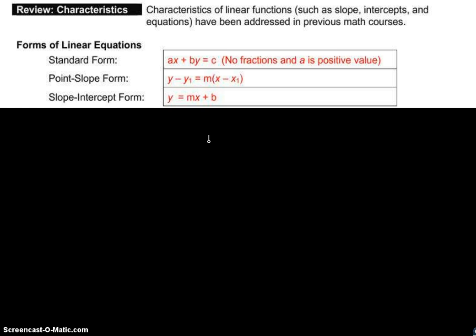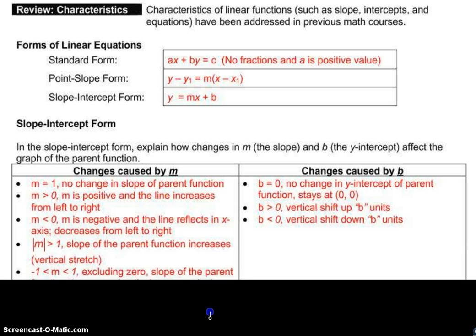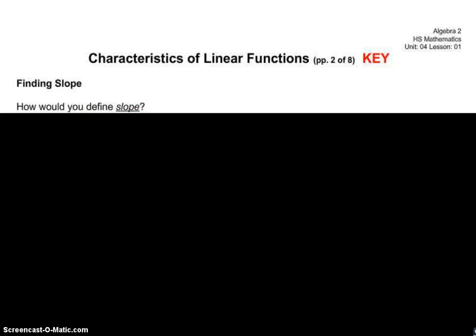So let's write down some characteristics. Look for slope-intercept form. It says in the slope-intercept form, we're going to explain how changes in m, the slope, and b, the y-intercept, affect the graph of the parent function. Now, you're going to see a lot of information under here. I want you to copy every piece of it down. That way you understand the definitions of my slope and b for my y-intercept. Now, you might need to pause the video right now so you could copy it down because I'm going to move on. Turn to the next page.